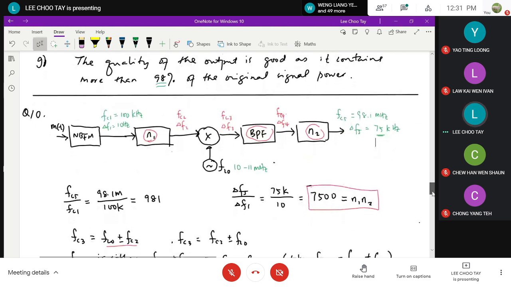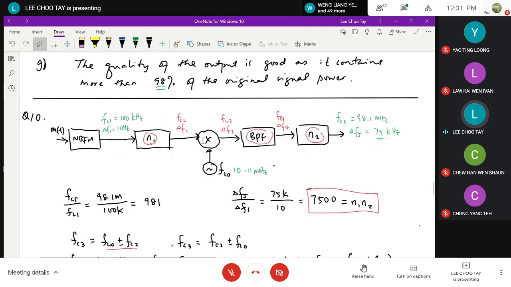FC3, because it's the output of a mixer, can have any one of these four values. FC3 can be FLO plus or minus FC2, or FC2 plus or minus FLO. And we know that we need to shift down the frequency of FC2. Therefore, we are going to take the minus. FC3 is supposed to be FLO minus FC2 or FC2 minus FLO. That narrows down our working from four different frequencies to two frequencies.